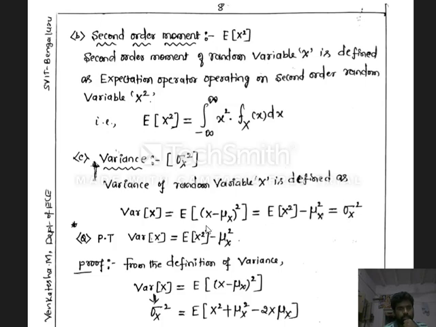Now let us prove this equation. They can ask this derivation for up to 5 marks. They'll ask to prove that the variance of x equals E of x square minus mu x whole square, or they can ask to prove that the second order moment equals the sum of the variance plus the mean square value. So in order to prove the equation, let us start from the LHS.